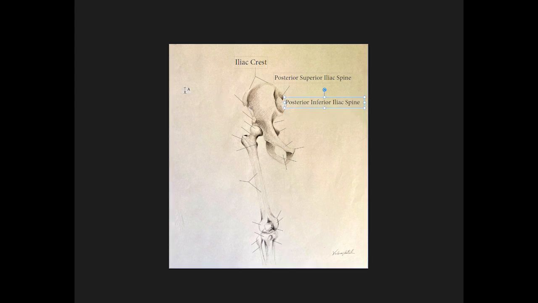So on the anterior side, we have the same pattern. We're going to have the anterior superior iliac spine. That's this little projection of bone right there. And then we're also going to have the anterior inferior iliac spine. Nice.